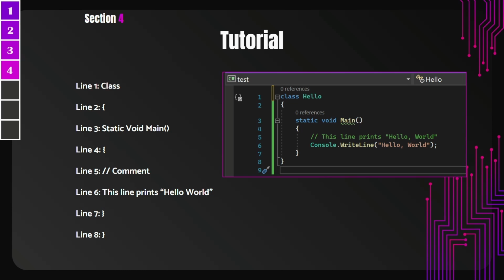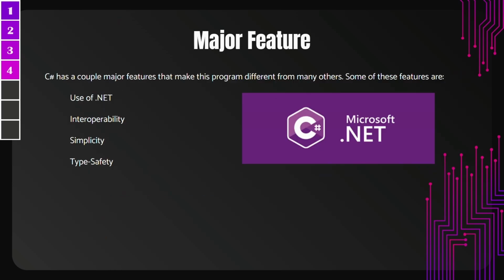Inside of that, we get our static void main, which is the main driver of the entire program. Everything inside that is what we're going to be running. In line 5, we can see a comment signified by the 2 slashes. The compiler ignores that line, and right under that is the thing that makes the program do its job in the first place, which is the write line, hello world.